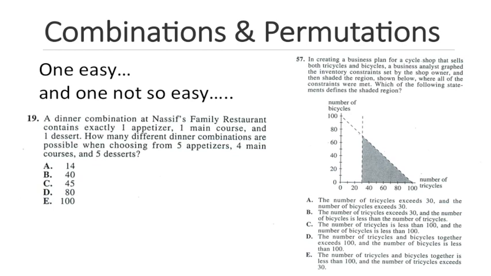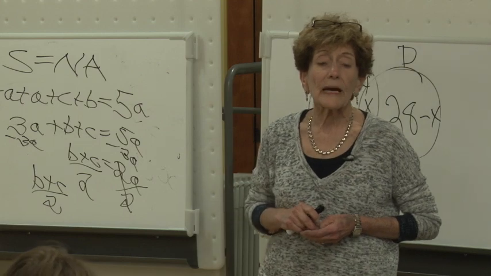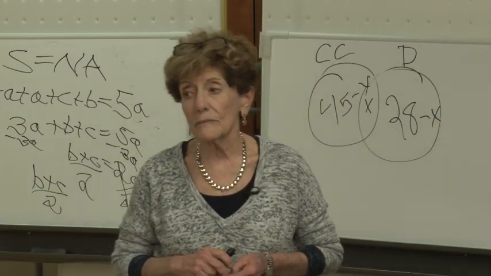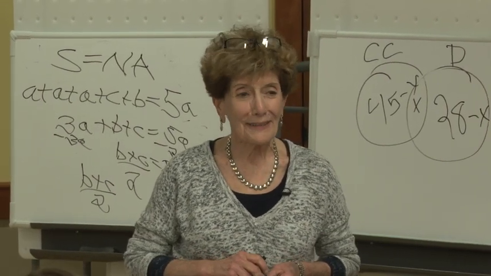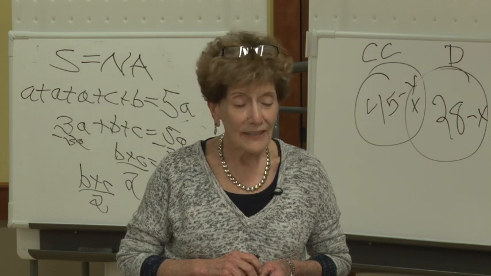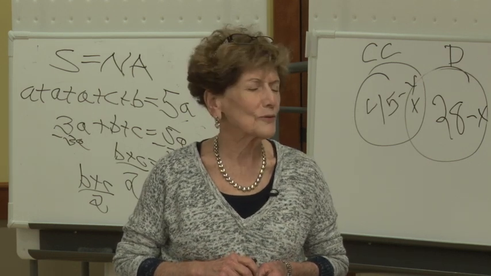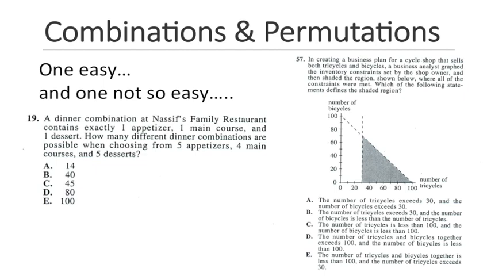Number 19. Underline combination. If you see the word combination, what are you going to do? With what operation? Multiplication. Just write down combination equals multiplication. 5 times 4 times 5. There were 5 appetizers, 4 main courses, 5 desserts. If you see the word combination, you just multiply.